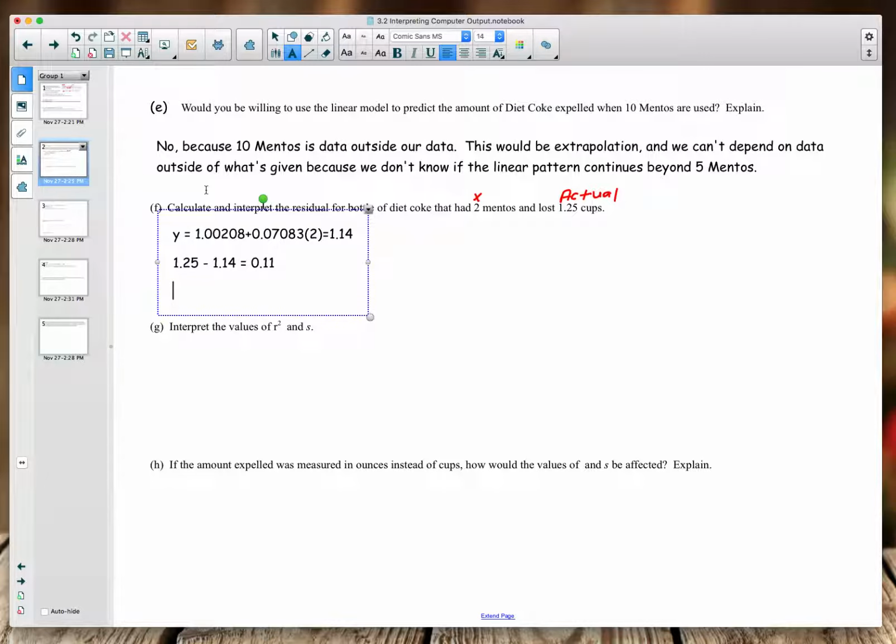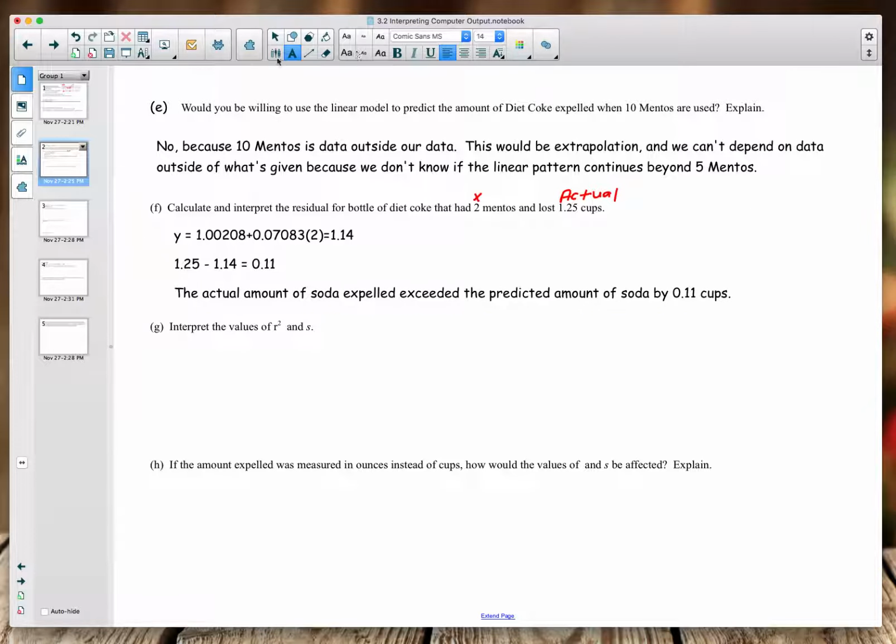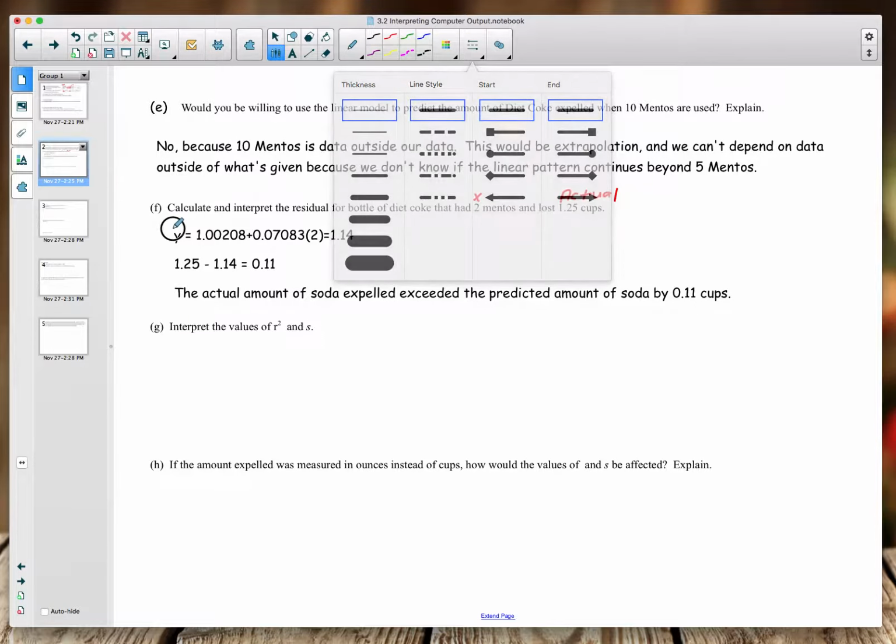Okay, so we need to say a sentence. The actual amount of soda expelled exceeded the predicted amount of soda by 0.11 cups. And then just make sure you put the hat over your y.